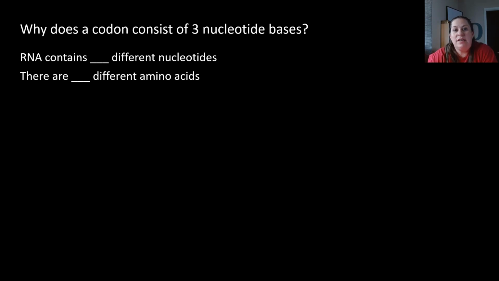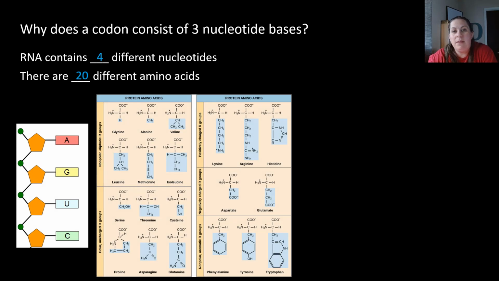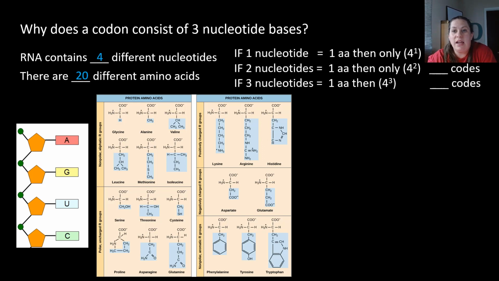So why does the codon consist of 3 nucleotide bases? Well, guys, RNA contains 4 different nucleotides, and there are over 20 different amino acids. So we can't just have a 4 code. If they were all 1 nucleotide long, they would only have 4 codes. So if 1 nucleotide was there, 1 amino acid, we'd only have 4 codes. If there were 2 nucleotides, we'd only have 16 codes. And again, 4 times 4 is 16. That's still not enough because there's 20 different amino acids. So we need to take it a step further and look at 4 cubed. That's 64 codes. This is the one that they utilize. The sets of 3 help us get those 64 different codes.